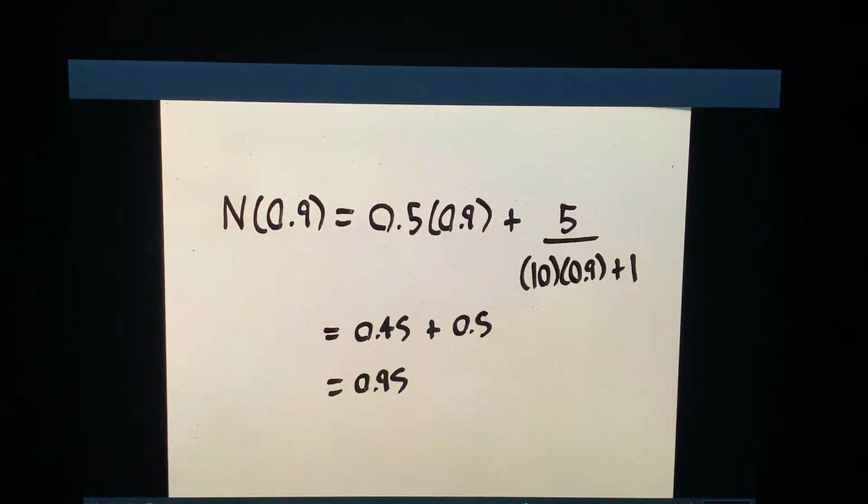The next part of the question asks for how much of the original pollutant was removed. To find this value, we will substitute our value of t, which is 0.9, into the original function n of t to find out how much pollutant is in the river at this time. When we substitute 0.9 in for t, we get an output of 0.95.